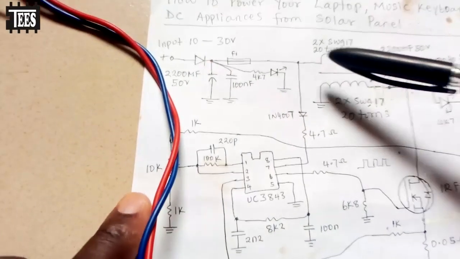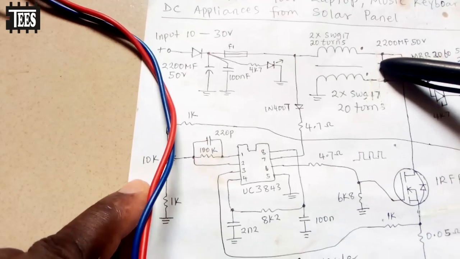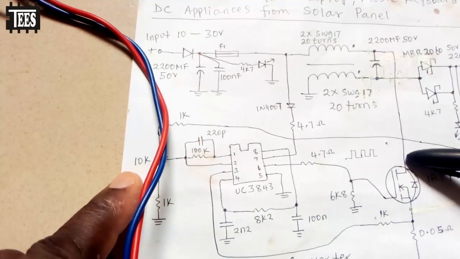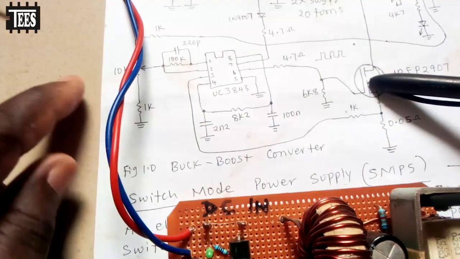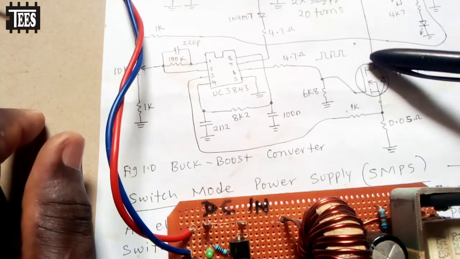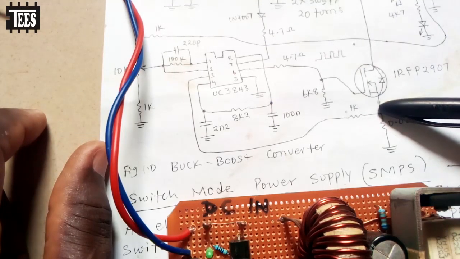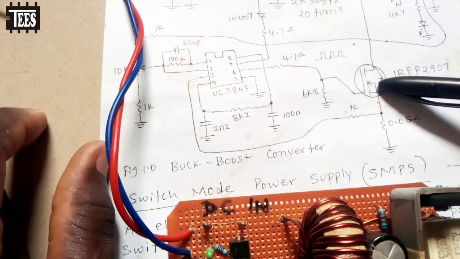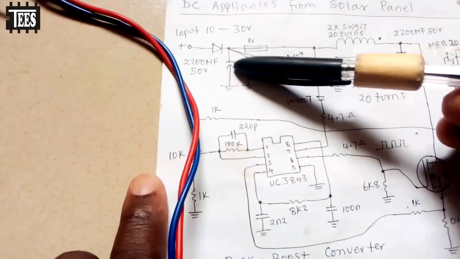So the beginning of the coil goes to the input, and the ending of the coil connects to the drain. Remember this type of transistor, the MOSFET, metal oxide semiconductor field effect transistor. This is the gate, this is the drain, this is the source. Take note of that. Now inside this transistor, we know that there's a diode here. So let me explain why I put this diode here.